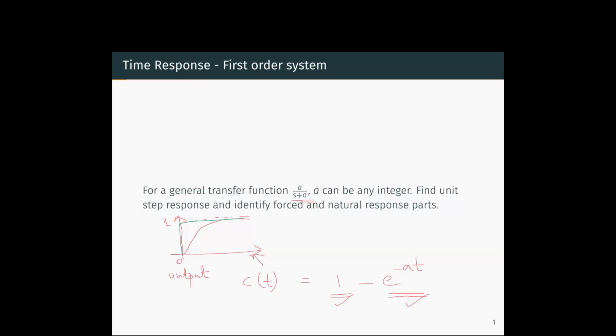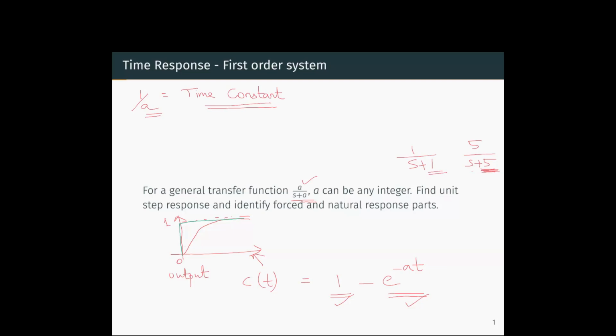There is some significance of this curve, and the significance of the parameter a. So 1 by a is called the time constant of the response. This is a system characteristic, so it depends on this parameter a. It will be different for 1 by s plus 1, and different for 5 by s plus 5. So if the value of a is 1, the response will be different from the response when the value is 5. So this 1 by a is called the time constant of the system.